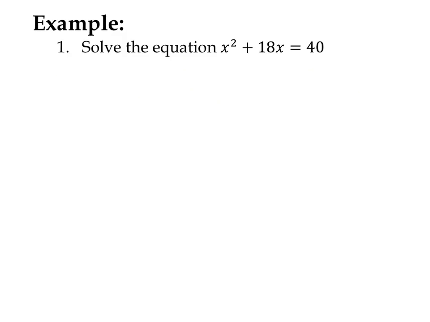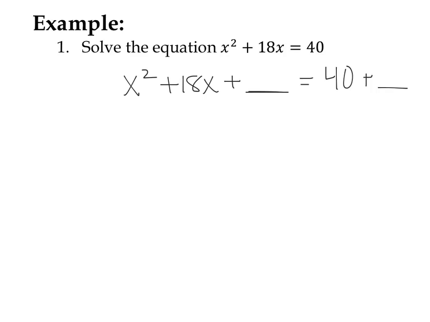All right, let's look at example number 1. So we're solving the equation, and we're going to use our completing the square method. So I've got x squared plus 18x, and if I'm completing the square, I'm going to need to add something. I don't know what that something is yet. We're going to figure that out. Well, if I add something to one side, I have to do it to the other side. We can't change the value of this equation.